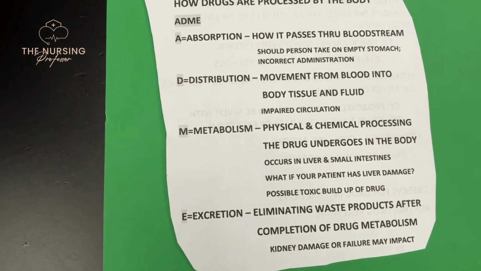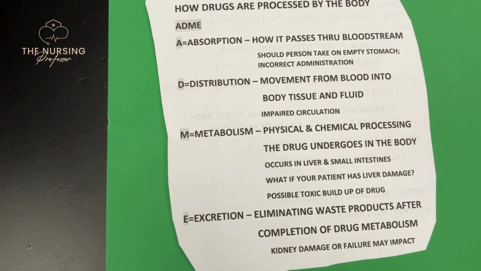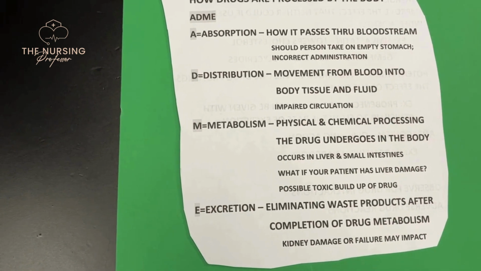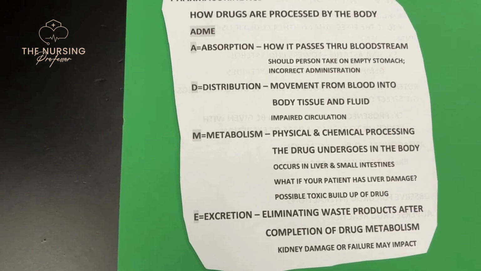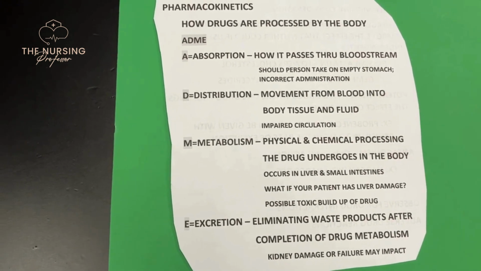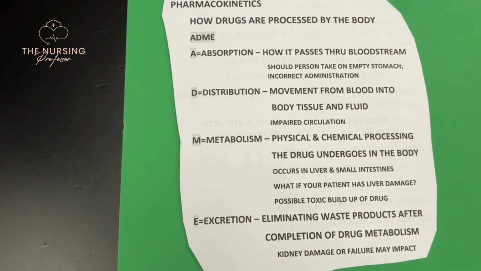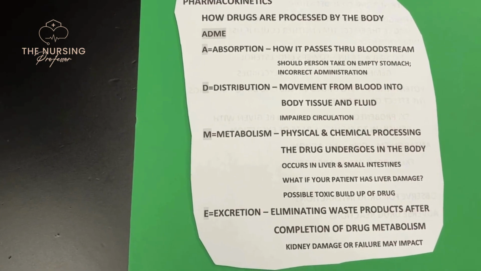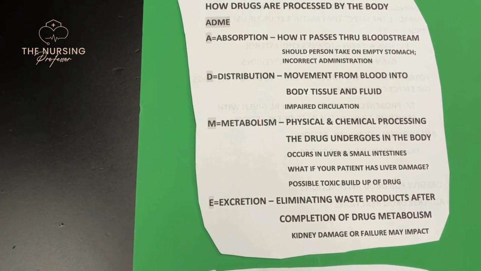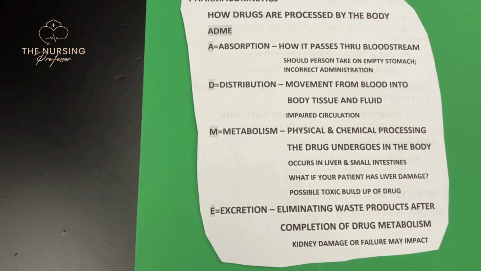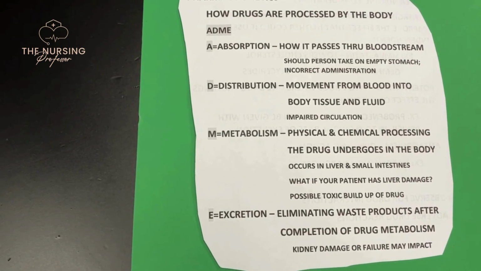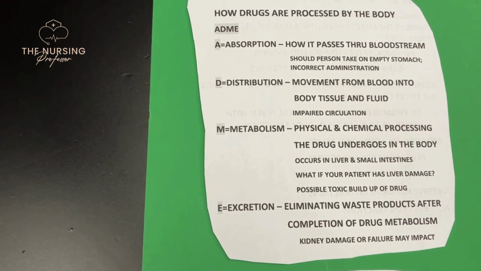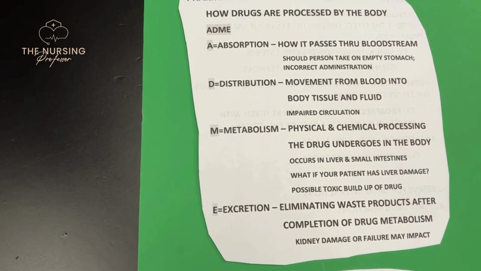Metabolism is the physical and chemical processing of the drug that undergoes in the body. And so typically that occurs in the liver and the small intestine. And so again, thinking about if something's wrong with your liver or small intestine, it may impact the way the drug is metabolized. And the last step would be excretion, because all of the medication is not good for us. We have to eliminate waste, just like we do with any type of food. So in excretion, we're eliminating waste products after the completion of drug metabolism. If a person has kidney damage or failure, then this might be quite impactful because their bodies might be unable to excrete the excess waste product.